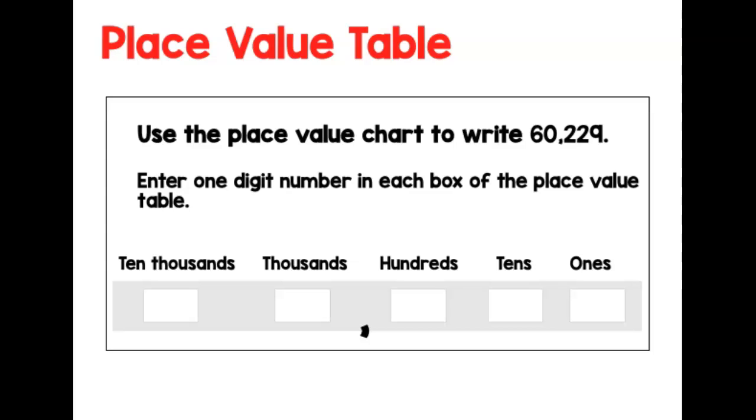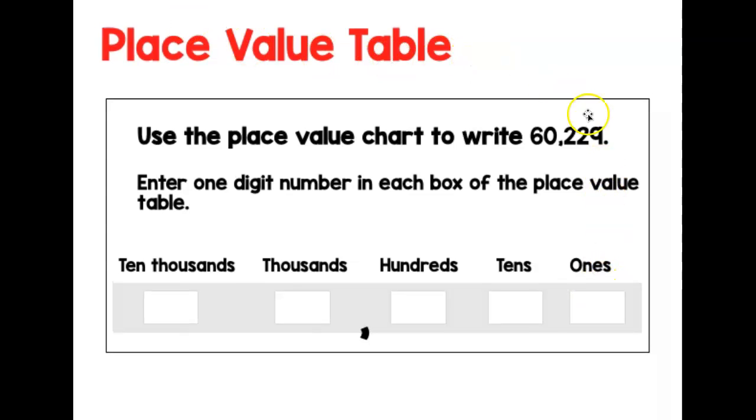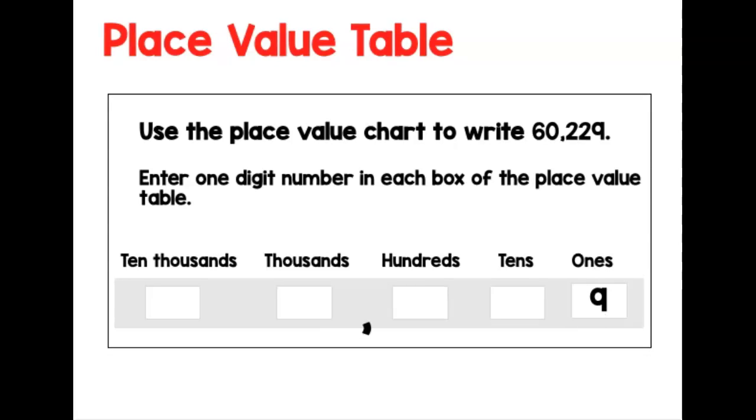So now you've seen how to use this type of a place value chart. Another source you can use would be a place value table. If you were to use the place value table, it's basically the same thing as a chart. So if I were to use the place value table here to write 60,229, if I'm not sure what they are, I'm going to start with the ones column. So I have a 9. I'm going to bring that down into my ones column here. So we've brought down the 9 into our place value table.